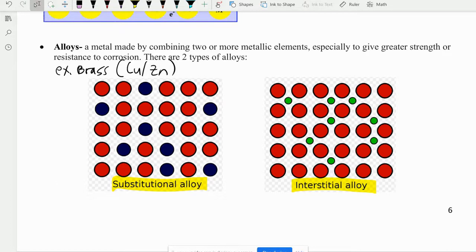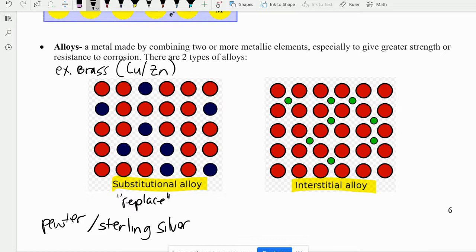And you can see here that a substitutional alloy has metal atoms that are occasionally replaced by another type of metal atom that's similar in size. In fact, the word substitutional simply means to replace. And that's why it's called a substitutional alloy. You might have also heard of pewter. That's a substitutional alloy. Maybe sterling silver you've heard of. That's also a substitutional alloy.